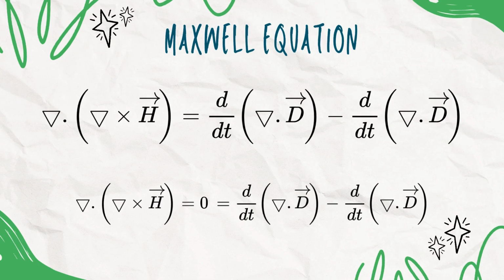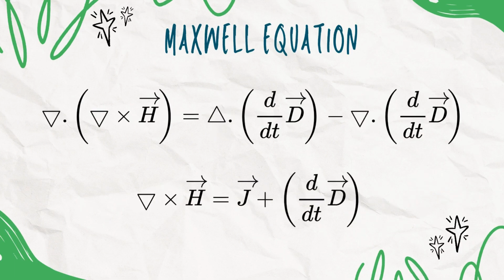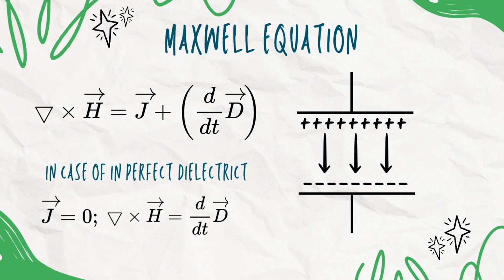So to make the equation valid, Maxwell added something to the equation, which is d over dt of divergence of D. So we can see that the left hand side and the right hand side both give 0. So the equation becomes valid. From here, we get these equations, and this is the final equation for displacement current.